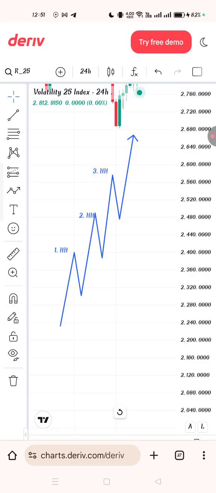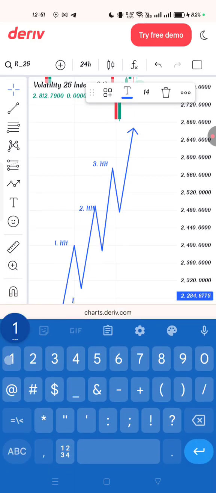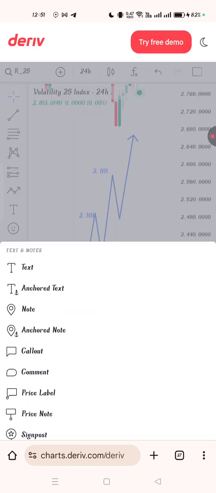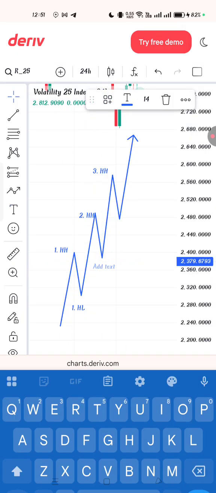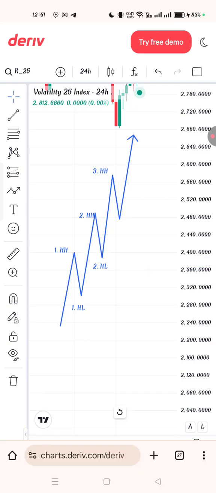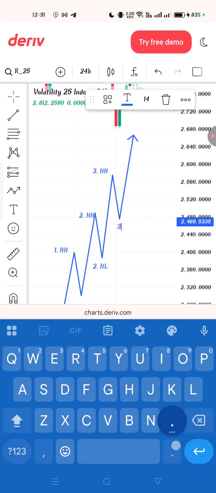At the bottom we have what are called the higher lows. The first higher low is there, and then we go to the second higher low there, and then we have the final, third higher low right there. We have the third higher low.